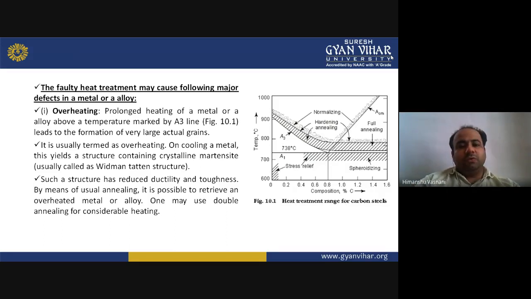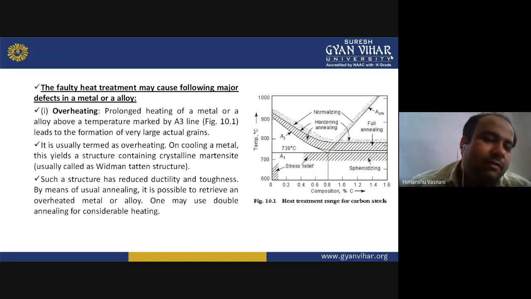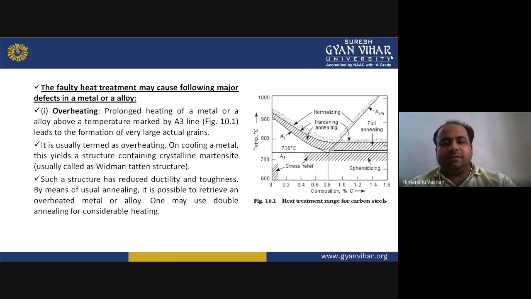By means of usual annealing, it is possible to relieve an overheated metal or alloy. One may use double annealing for considerable overheating. We have discussed this double annealing in our lectures also. To retrieve the material from overheating, we go for the double annealing process.